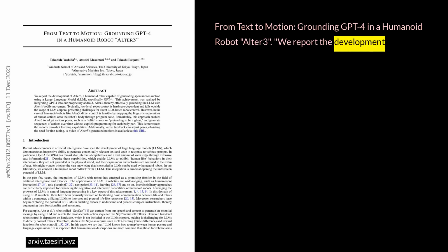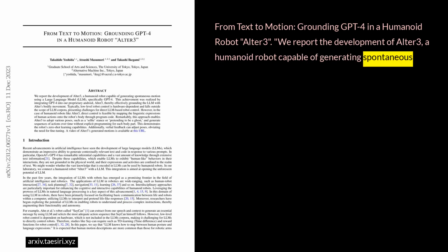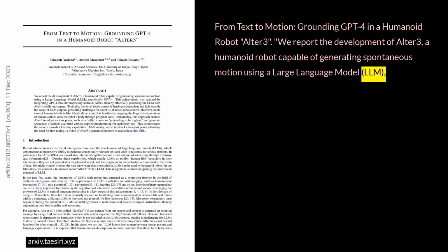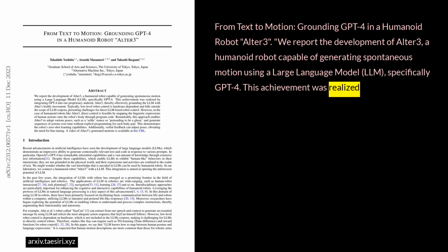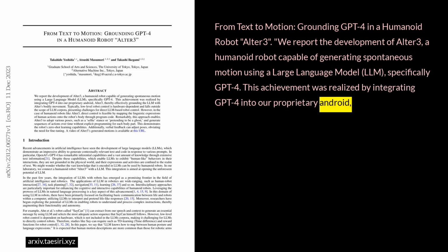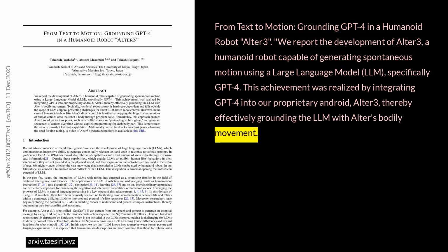We report the development of Alter 3, a humanoid robot capable of generating spontaneous motion using a large language model, LLM, specifically GPT-4. This achievement was realized by integrating GPT-4 into our proprietary android, Alter 3, thereby effectively grounding the LLM with Alter's bodily movement.